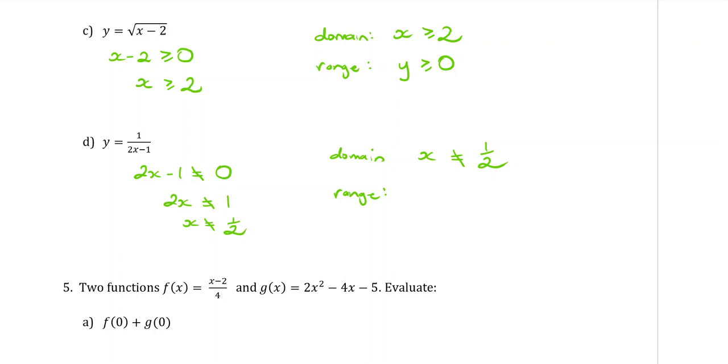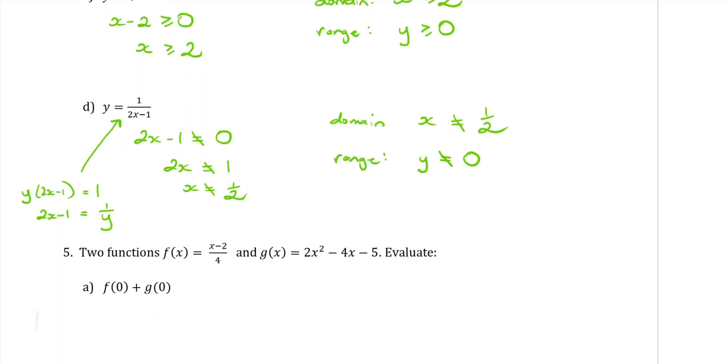For the range, I'm going to do a little rearrangement of my equation here. If I times the 2x minus 1 over to the other side of the equation, and then I get the 2x minus 1 by itself and divide the y back over to the other side. What happens there is that I now have y on the bottom of the fraction, which indicates to me that y can never be equal to 0 because we know that we can never have 0 on the bottom of a fraction. So my range is y cannot be equal to 0.